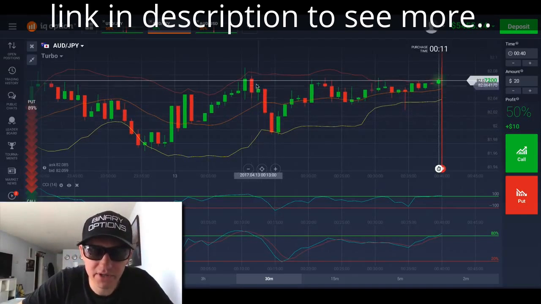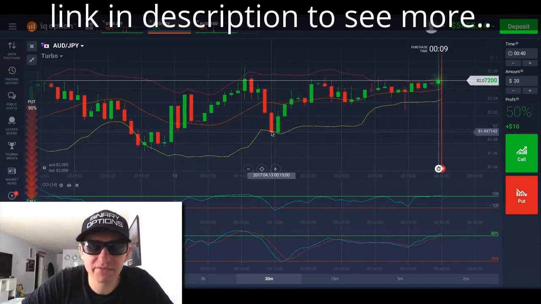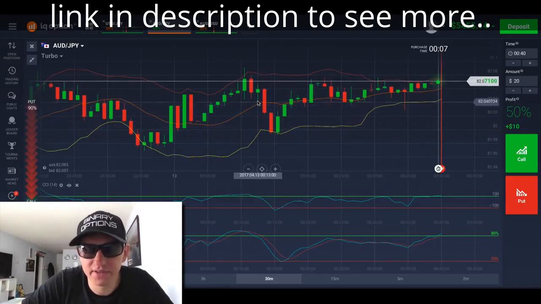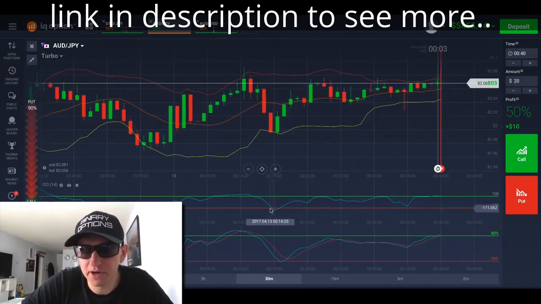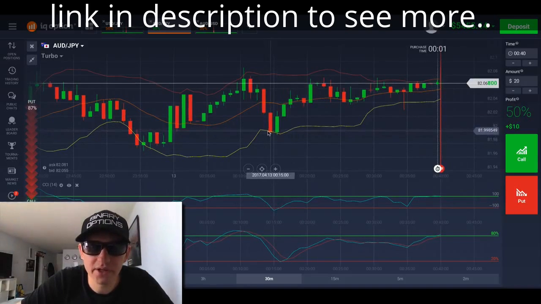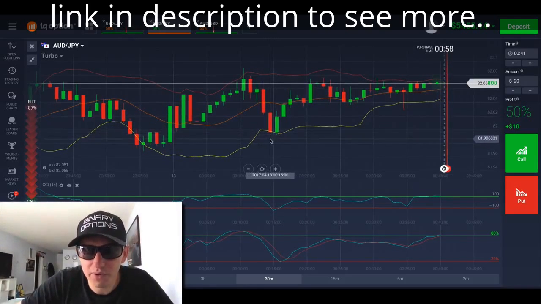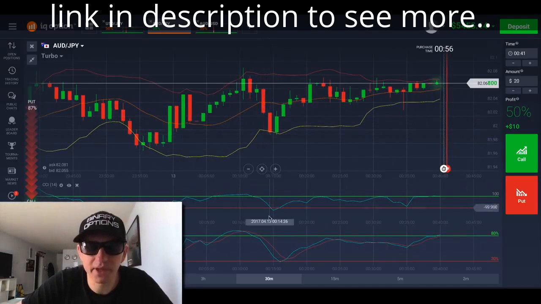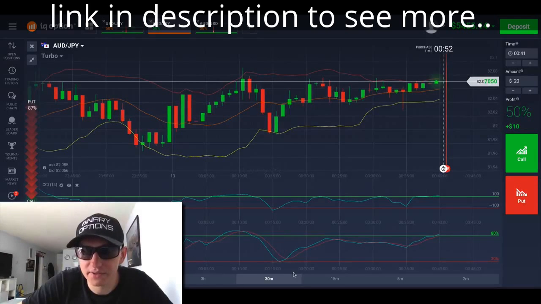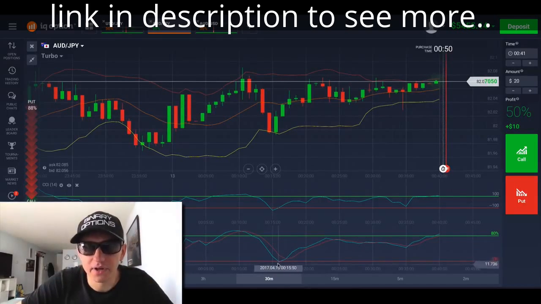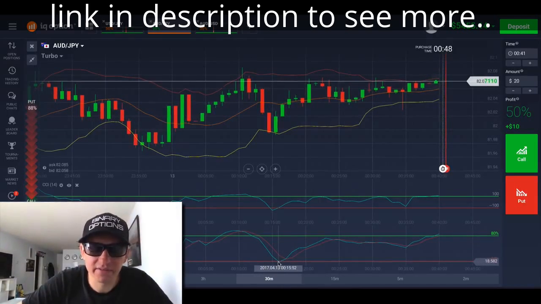So for example, here we do see several signals. One is that the CCI indicator is below the minus 100 level. The second one is that the lower Bollinger Band is breached, and the third one is that the stochastic shows us the breach of the 20% level.